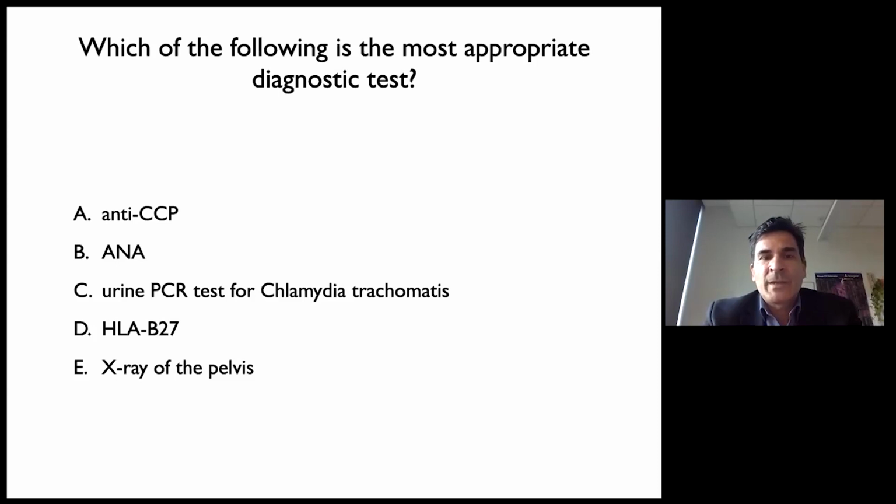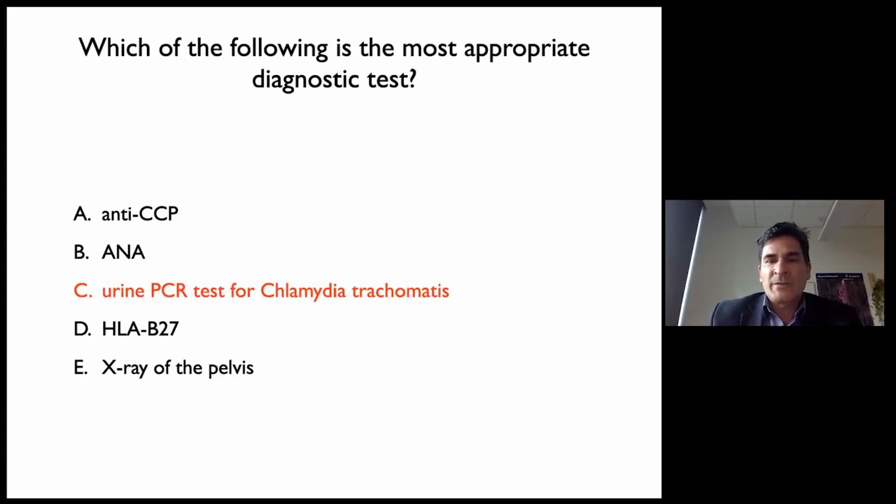A, anti-CCP, B, an anti-nuclear antibody test, ANA, C, a urine PCR test for chlamydia, D, an HLA-B27, or E, an X-ray of the pelvis. And the correct answer is C, a urine PCR for chlamydia.